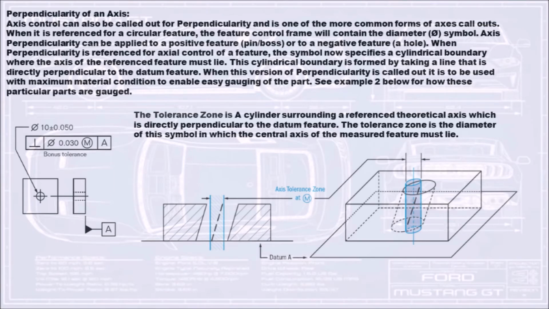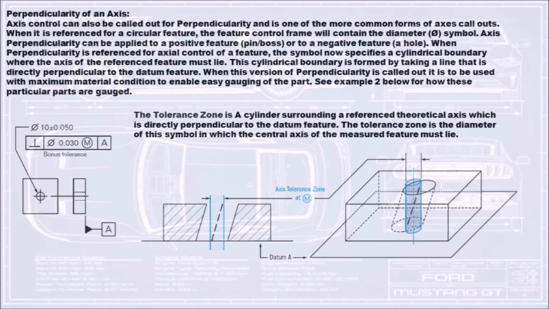Axis control can also be called out for perpendicularity and is one of the more common forms of axis callouts. When it is referenced for a circular feature, the feature control frame will contain the diameter symbol. Axis perpendicularity can be applied to a positive feature, pin and boss, or to a negative feature, a hole. When perpendicularity is referenced for axial control of a feature, the symbol now specifies a cylindrical boundary where the axis of the referenced feature must lie.